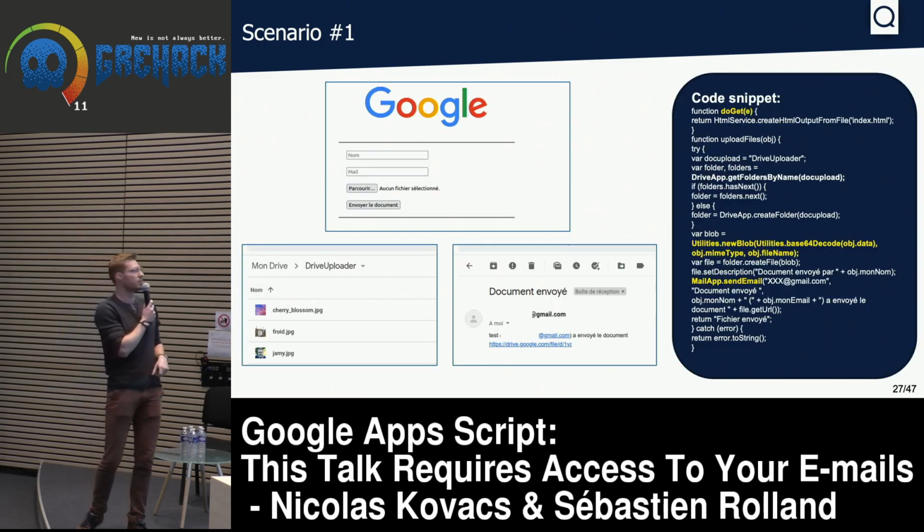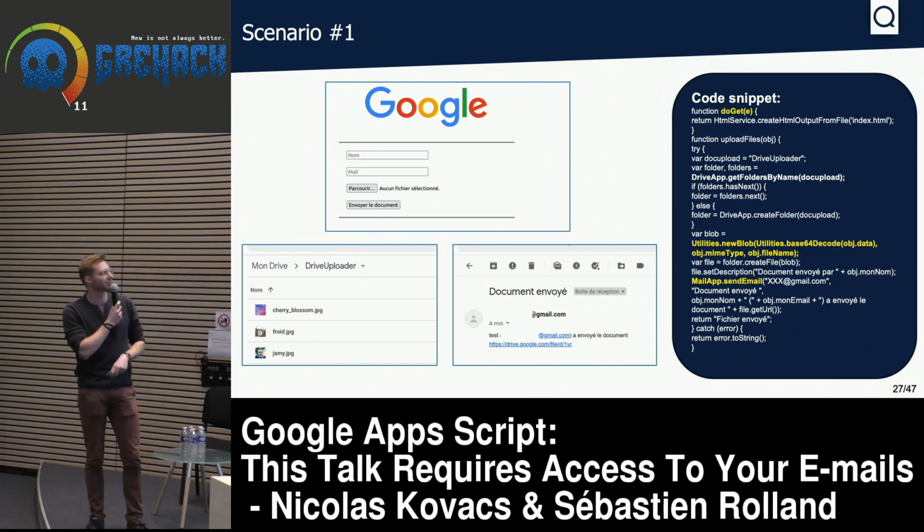So how does it look? At the top, you can see the form with the Google logo. In the bottom left, there is a Drive folder with all the uploaded documents. And on the right, you have a mail that is sent.